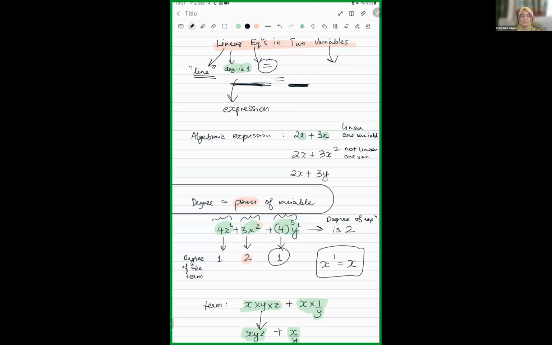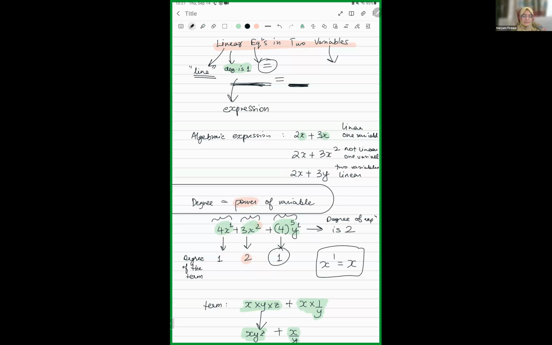The third one is in two variables, and can you tell me if it is linear or not? It is linear, because for every term, its degree is 1.